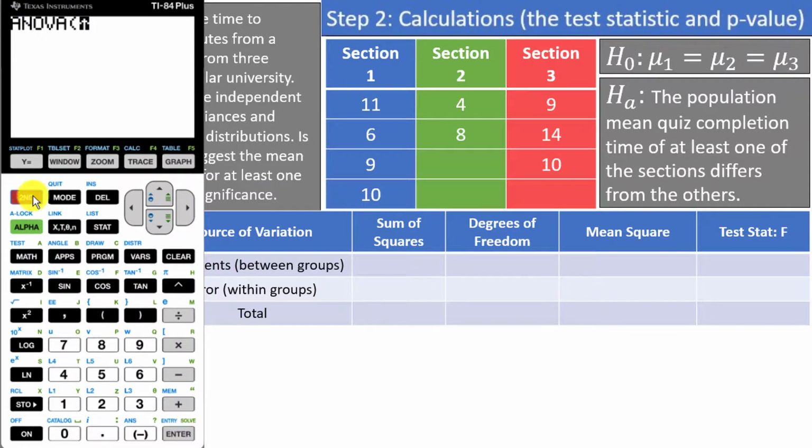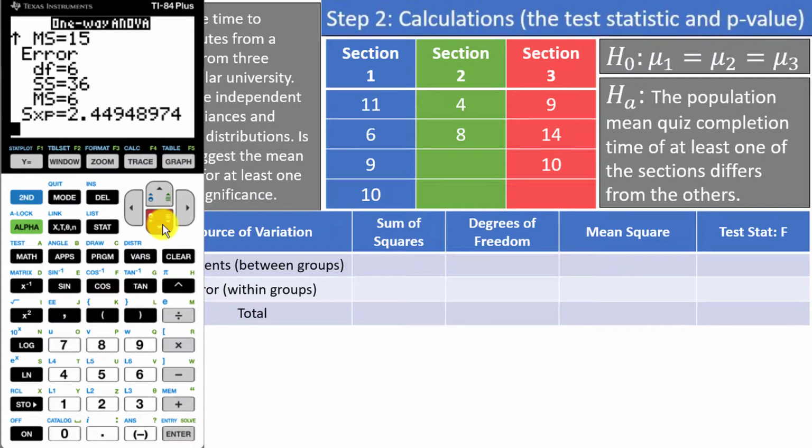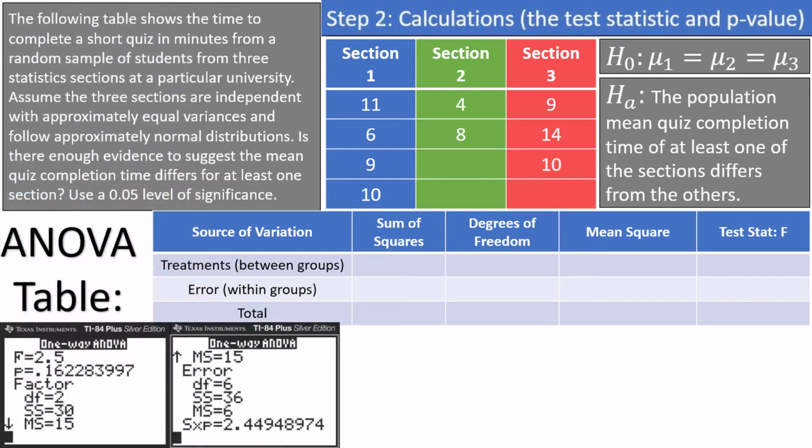Press enter to select ANOVA. Now press second, 1, comma, second, 2, comma, and second, 3 to enter in the 3 lists. If you had more than 3 groups, you would have to add list 4, list 5, etc. Press enter and we get the ANOVA output. If you scroll down, you see even more output. From the output, we can complete the ANOVA table.